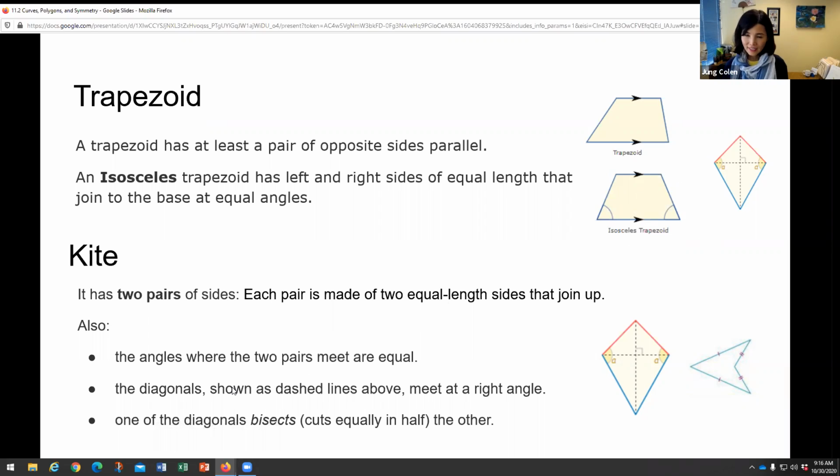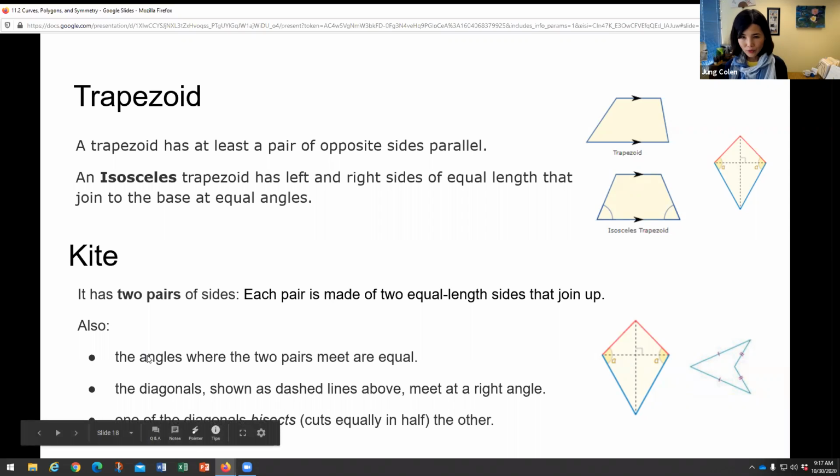What is a kite? A kite has two pairs of sides, and each pair is congruent. So this pair and that pair are congruent. A little bit different from the rhombus, right? For a rhombus, you need to have all four sides congruent. But to be a kite, you can have two pairs that are congruent. So one pair is congruent and the other pair is congruent, but they are not opposite to each other. This and that is a pair which are not opposite, but they are side by side. Okay, they're consecutive.